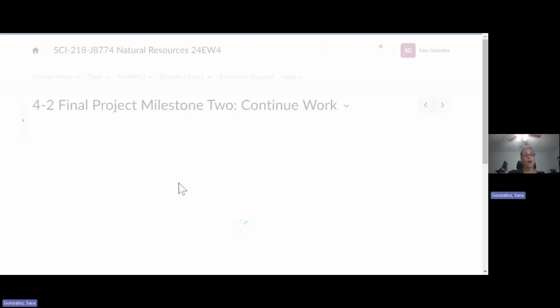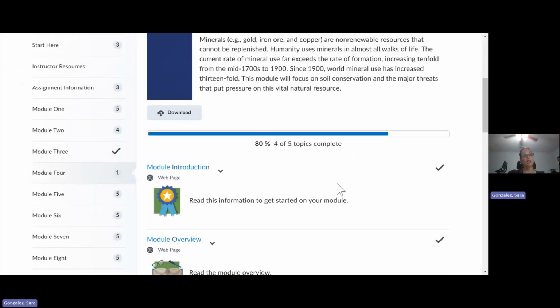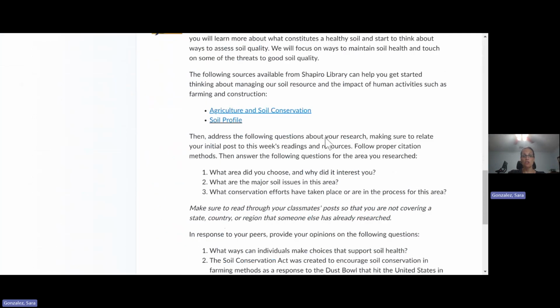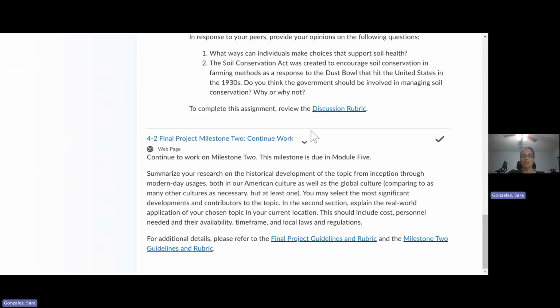And finally, keep working on your milestone 2 project as well, because that is due next week. All right. So again, what's due for this week is really just the discussion. So make sure your initial post is completed by Thursday, and then your 2 follow-up responses by Sunday. And again, keep continuing to work on your milestone 2 because it is due next week in module 5.